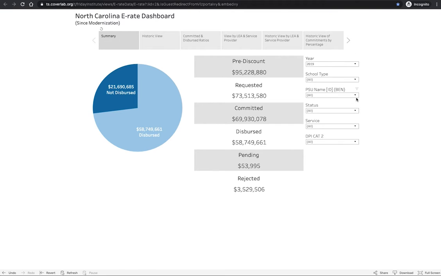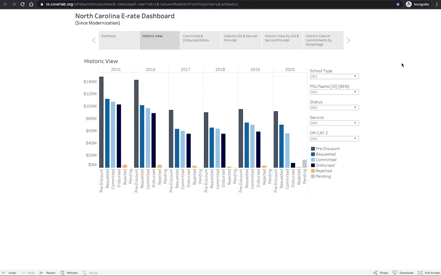Now, what we can also do is explore individual districts and individual services. I think it makes sense to go look at some of these other pages when you're doing that. So we're going to continue on to just the historic view. This is the multi-year view of pre-discount, which is the total cost, requested, which is how much the school district asked for, committed, which is how much the FCC said they would pay, versus dispersed, which is how much they actually paid out, versus rejected, which is when the FCC, technically the USAC, said that no, we're not going to pay for that, and then pending, which is applications that are open still.